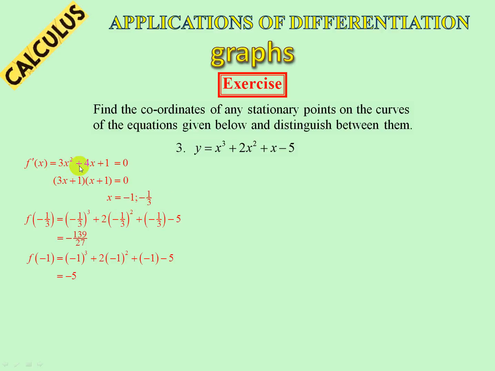Second derivative, so I differentiate the derivative. 6x plus 4 at negative 1/3. Well, that's negative 2 plus 4. It's going to be positive. At negative 1, negative 6. Oh, it's going to be negative. So positive at negative 1/3. Positive people smile, happy, minimum. Negative at negative 1. Negative people unhappy, local maximum.